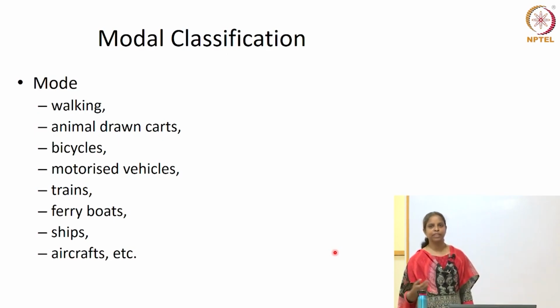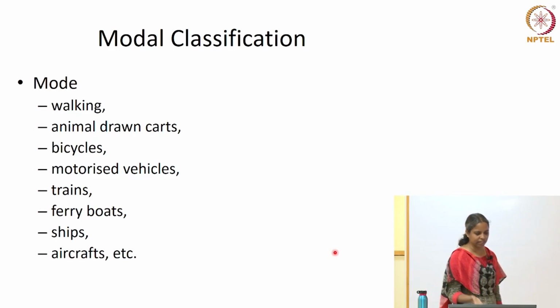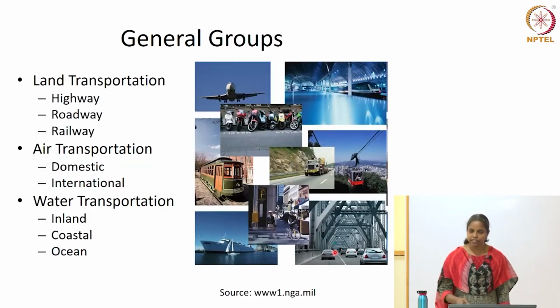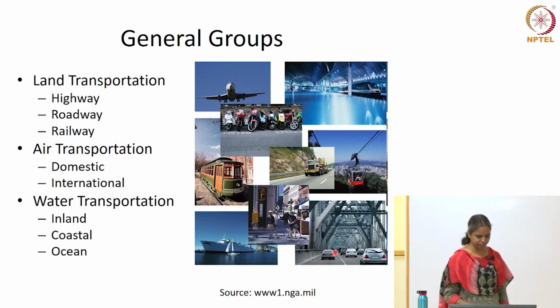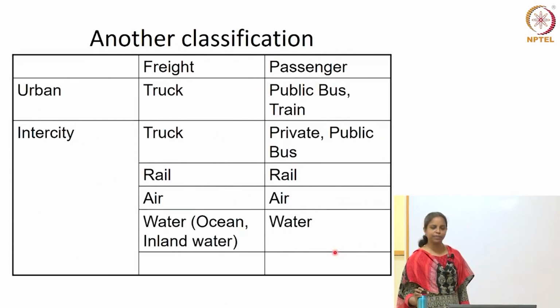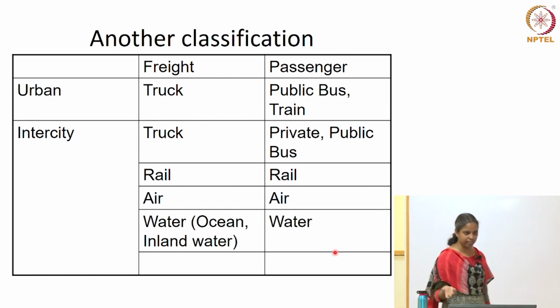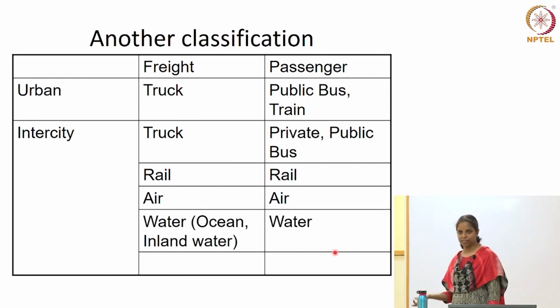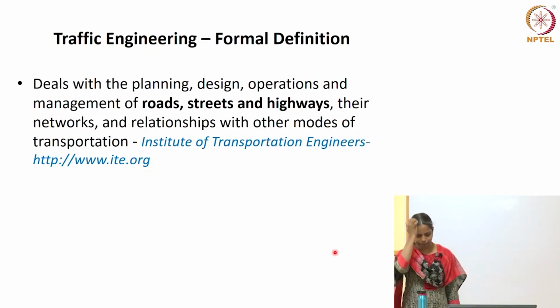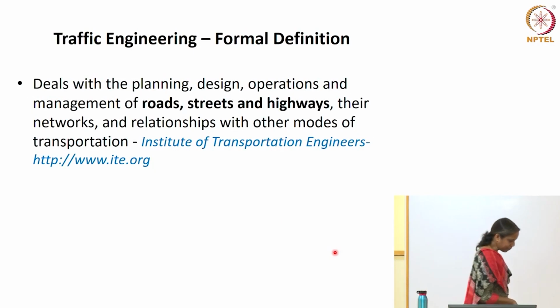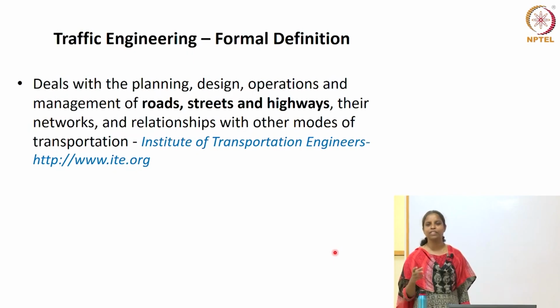Then there are different types of vehicles: roadway vehicles, then boats, ships, aircrafts, all those. If you group these, you can say there are land transportation, air transportation and water transportation. Each of those has a bunch of different types of vehicles. A different way of looking at the classification is urban versus intercity travel, freight versus passenger movement. Each of these has uniquely different ways of handling. So these are all different ways of classifying the system.